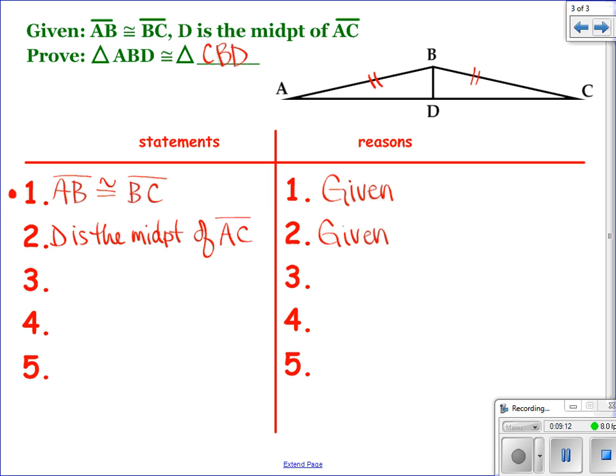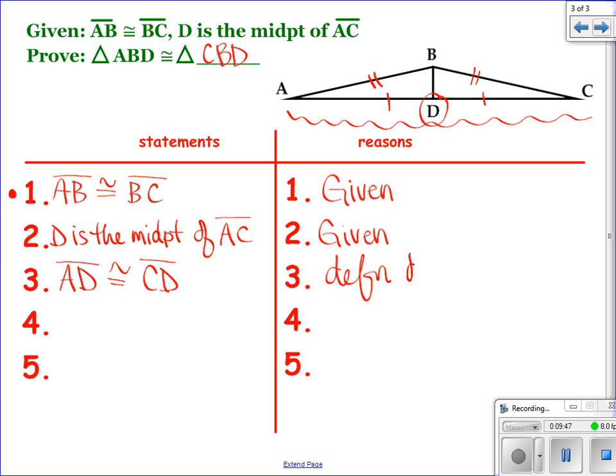So let's just focus on this sentence specifically. AD is congruent to CD. Okay, so if D right here is the midpoint of this whole segment, can't we then say that those 2 segments would be equal because it cuts it in half? So what's our reason? How did we know that these were congruent? What told us that? The midpoint, right? So what would be our reason? Definition of midpoint. Good. Okay, there's another set of sides for us. That's good. Going right along.